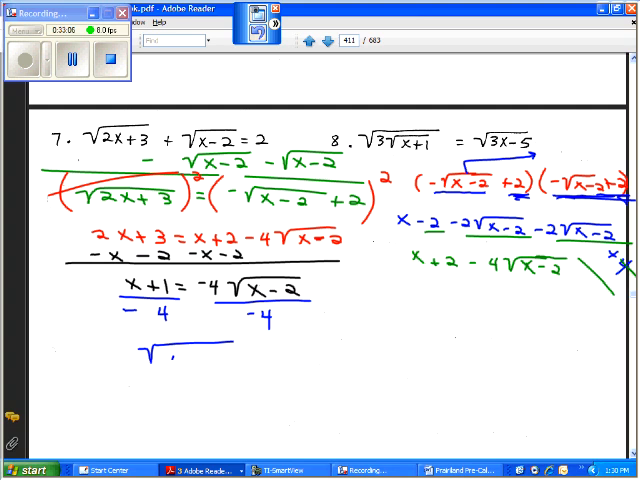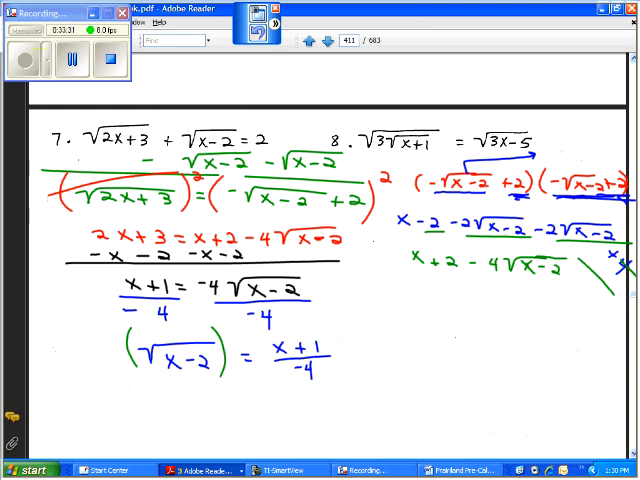And so we're going to have square root x minus 2 equal x plus 1 over negative 4. I'm just going to leave the negative. We don't like it, but we're fixing to square it, and it's going to get rid of it. So why deal with all that? You understand what I'm saying?